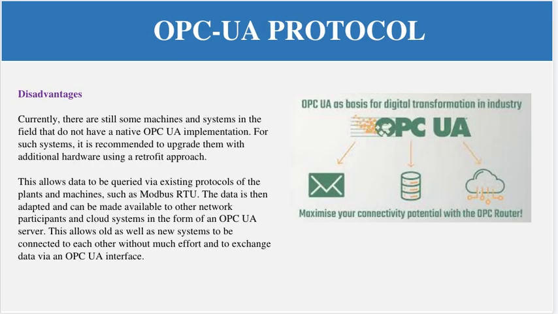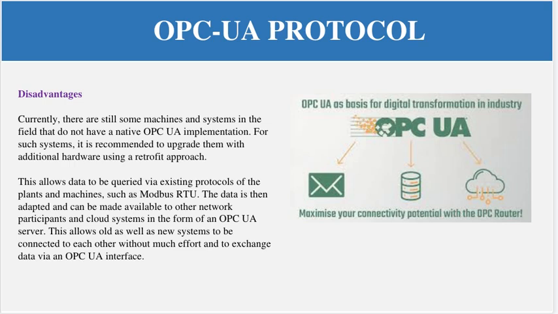The disadvantage of the OPC-UA protocol is that many machines and systems in the field do not have a native OPC-UA implementation. For such systems, it is recommended to upgrade them with additional hardware using the retrofit approach. This allows data to be queried via the existing protocols of the plants and machines, such as Modbus RTU. The data is then adapted and can be made available to other network participants and cloud systems in the form of an OPC-UA server. So many machines nowadays basically don't support the OPC-UA protocol.